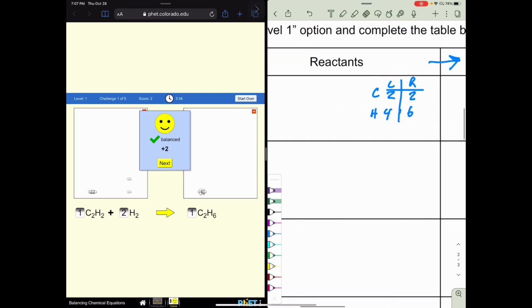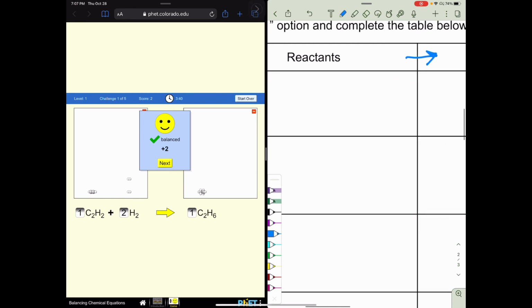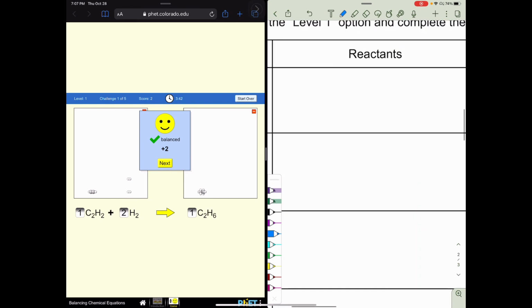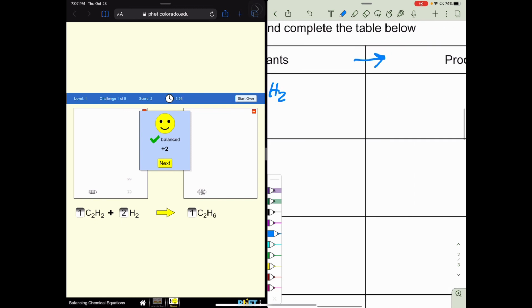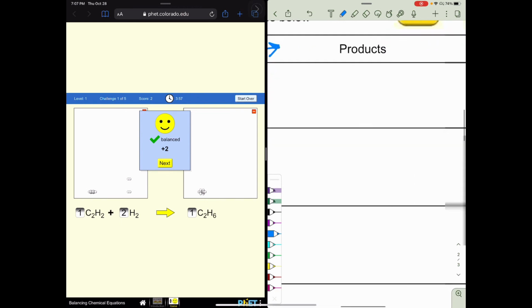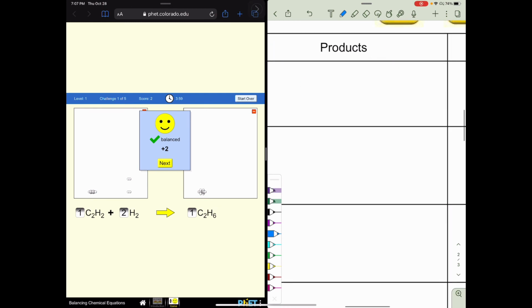So we don't need this anymore because we checked it. And so let's draw the equation. We have 1 C2H2 plus 2 H2, and that reacts to form products, which is 1 C2H6, and that is balanced.